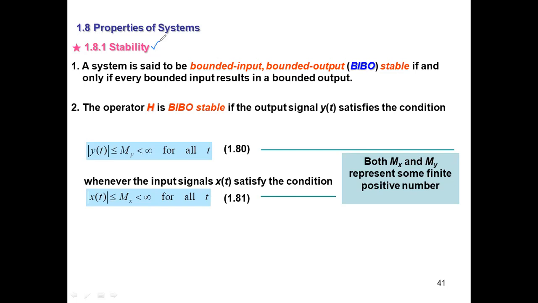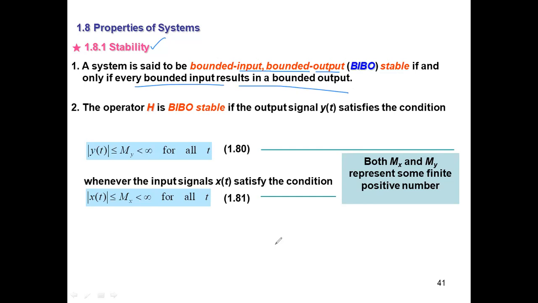Okay, these words are somewhat, let us see them one by one. Once you know what those are, then it will be easier for us to remember. Let us start with stability. Systems can be stable or systems can be unstable. What does this mean, by the way? What does this stability mean? A system is said to be bounded input bounded output stable if and only if every bounded input results in a bounded output. Oh, what does that mean?